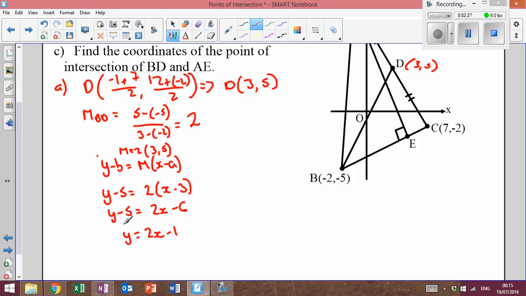Okay, now this is actually what I talked about in a video earlier on. For the equation of a straight line, I quite like to leave them as y equals, and you'll see why when we get to part C. But that is part A there, the equation of the median.